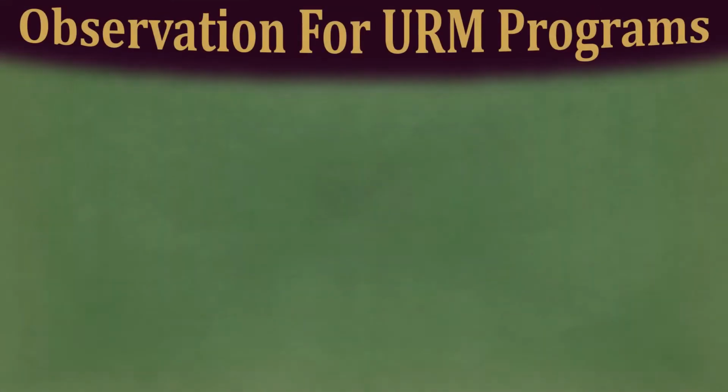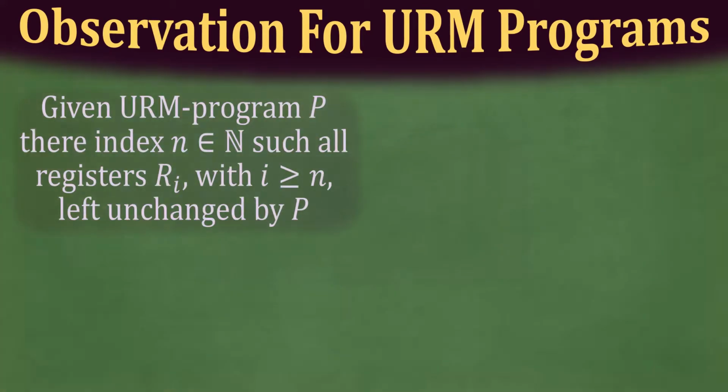Now, let's discuss an observation for URM programs. Given a URM program P, there is some index n in the natural numbers such that all registers Ri with i greater than or equal to n are left unchanged by P.